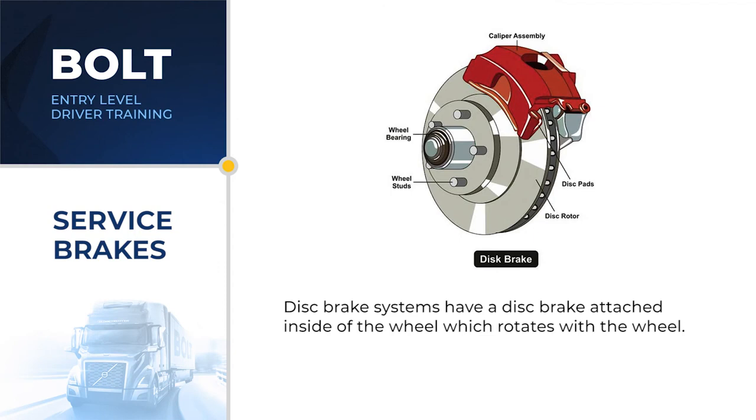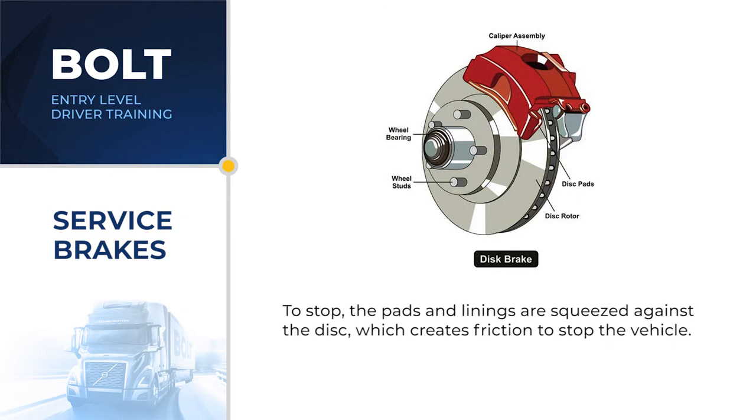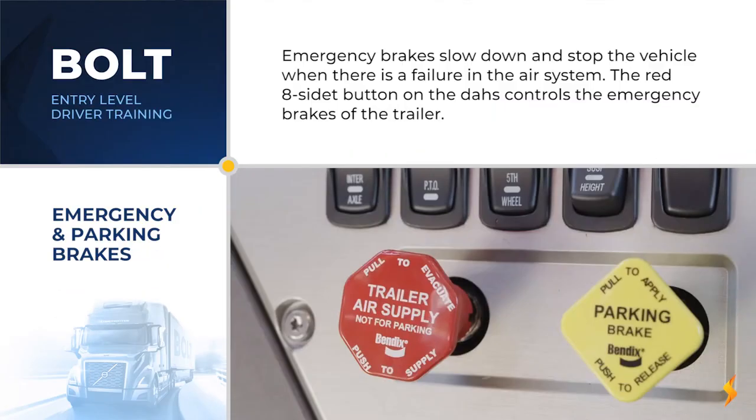Disc brake systems have a fixed disc attached to the inside of the wheel, which rotates with the wheel. To stop, the pads and linings are squeezed against the side of the disc, which creates friction to stop the vehicle. Emergency brakes slow down and stop the vehicle when there is a failure in the air system.